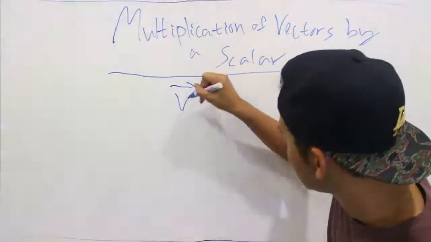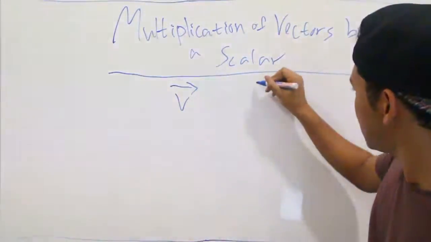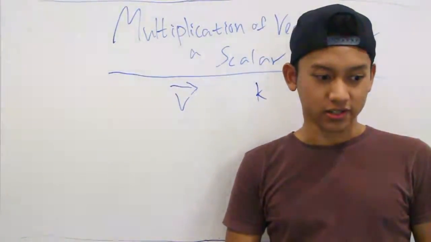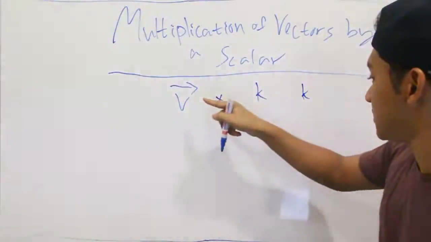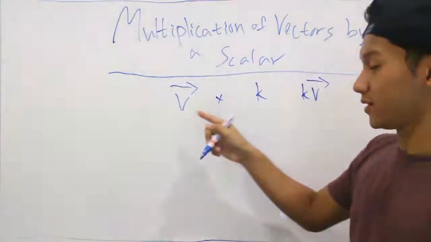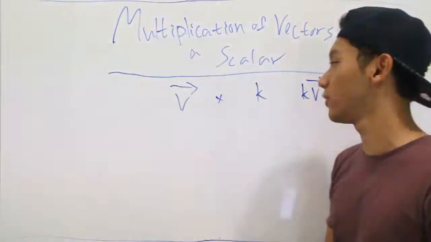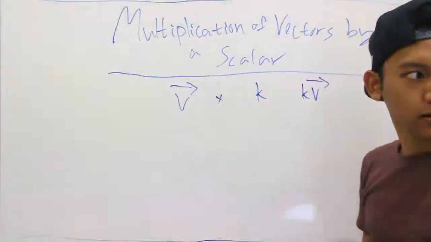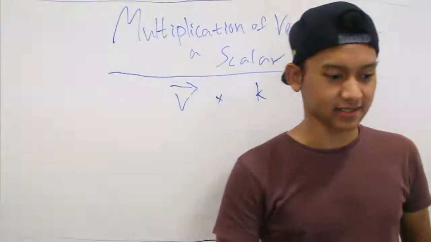Let's say vector V. By multiplying vector V by a scalar K, we obtain a new vector noted KV. If we multiply vector V by a scalar K, where a scalar is any real number, 1, 2, 3, 4, we get a new vector called vector KV with the following properties.